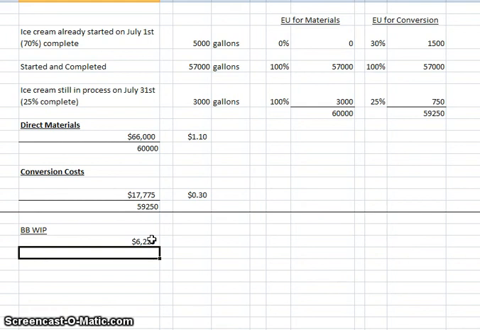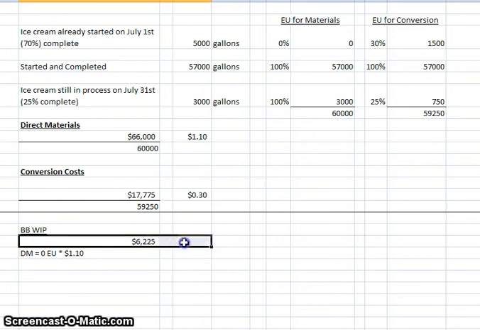Okay, that was the value of the work in process that was in there when the month started. Now what we're going to do is add direct materials and conversion costs to it. Well, the direct materials, did we need any direct materials for these at the beginning of the month? No, we didn't have any equivalent units here. But I'm going to put it in here just to be complete. So we needed 0 equivalent units for direct materials, and we would multiply that times the $1.10 direct materials cost. In this case, the answer is 0.